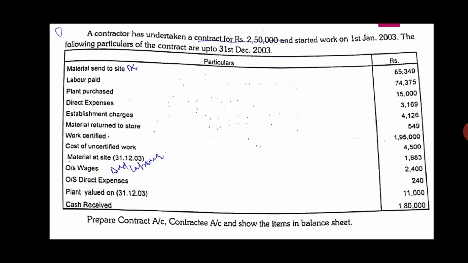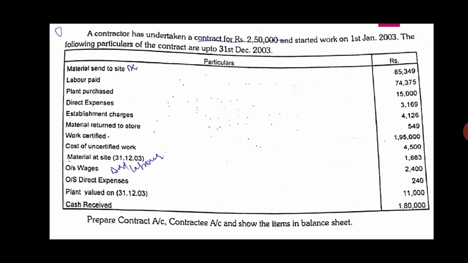Now go in the same sequence as I am telling you. Try to observe all those expenses or items in the question first. First identify the contract price, which here is 2,50,000. Next, for all the items write down which one is debit and which one is credit. Material sent to site is debit. It is sent to site, it has not been taken from the site.